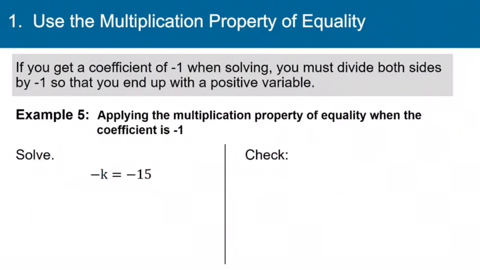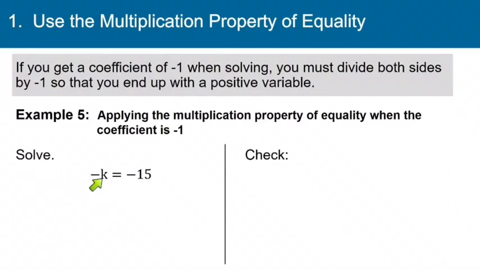Now, sometimes it happens in the solving process that you will end up with negative 1 as your coefficient. And you can't leave your solution that way, because when you solve for x, you need to be solving for positive x, not negative x. So if you have a coefficient of negative 1, you must divide both sides by negative 1 so that you end up with a positive variable.